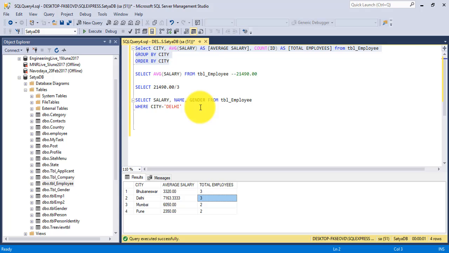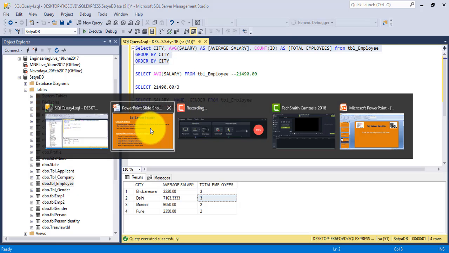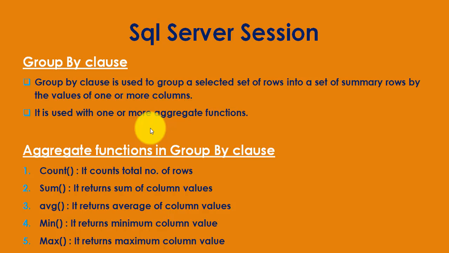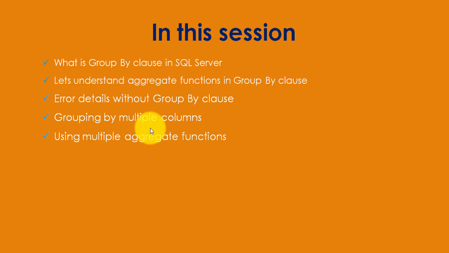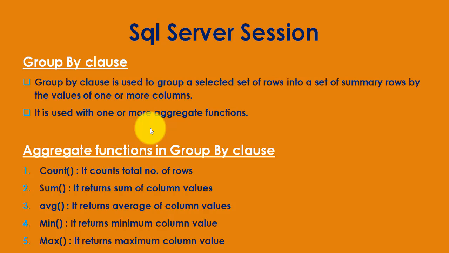So that's all about our practical session for this topic, and here we'll flip to our presentation for a few definitions and ideas. So go to my presentation here. Okay, now we'll check what the group by clause is. The group by clause is used to group a selected set of rows into a set of summary rows by the values of one or more columns and expressions. It is used in conjunction with one or more aggregate functions.